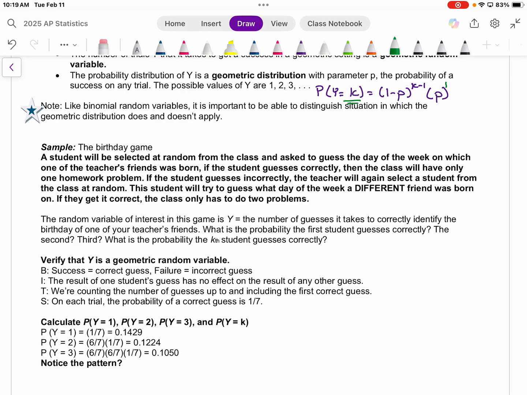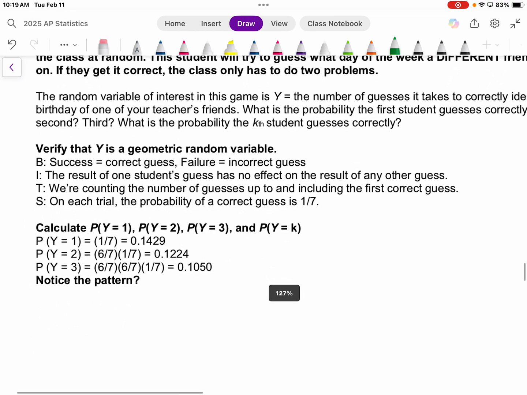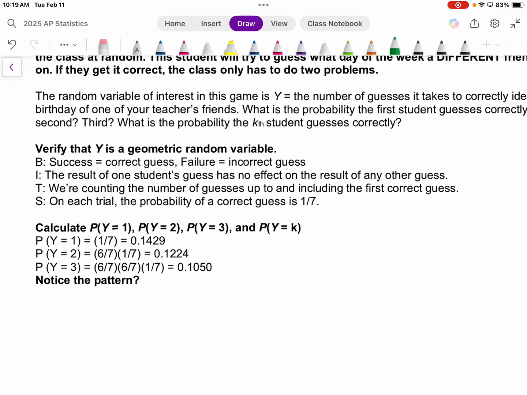So as we go through checking our conditions for the BITS acronym, success is when they guess correct. Failure, they didn't get it correct. Independent, the results of one student's guess has no effect on the results of any other guesses, because remember, it said in that situation, a different friend. If it was the same friend, well, if I already know you chose Wednesday, am I going to choose Wednesday? No, so that changed the probability.